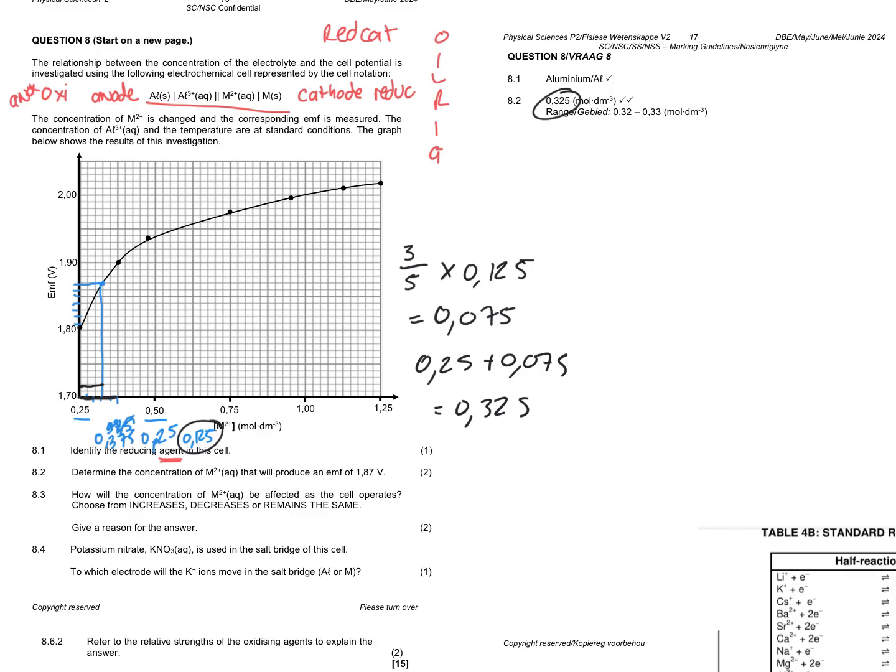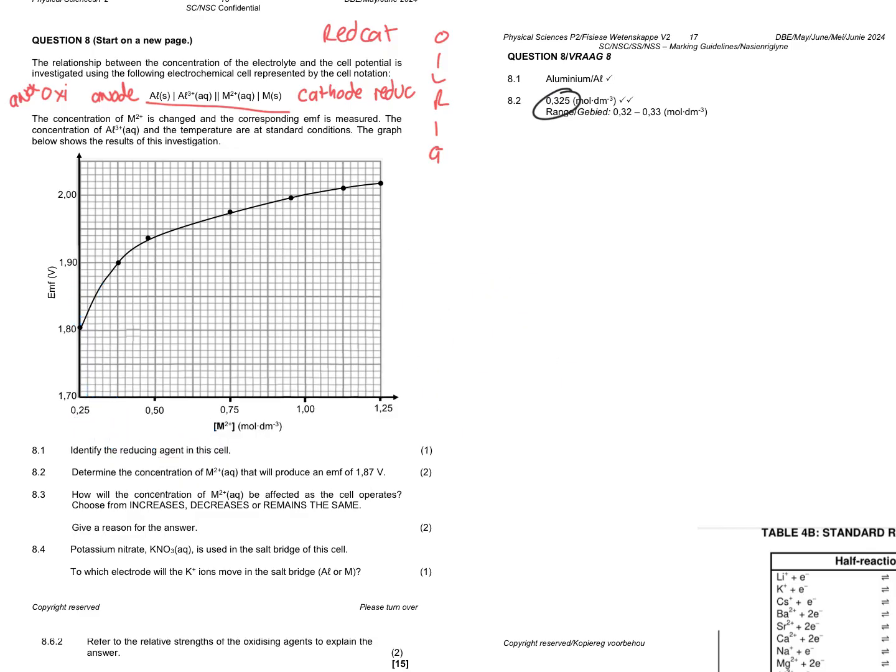So reading a graph is supposed to be a skill that you learn by taking this subject, or maybe even life sciences or maths. So what we did there, I don't know whether you just want me to run through it again quickly, is they asked for an EMF of 1.87. So this is 1.85, 1.86, 1.87. So it's that one over there, so it's here. So this one over here. And this entire distance here is 0.25, which means that this half is 0.125.